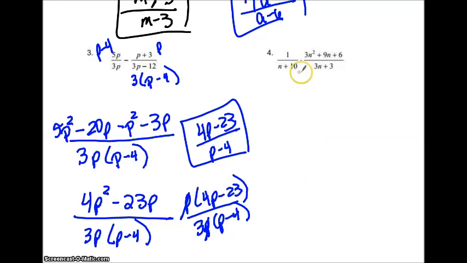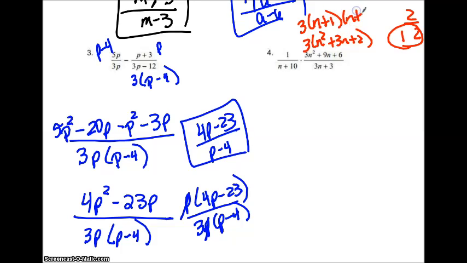Number 4, we are multiplying, so we're just going to see what we can cancel. 1 and n plus 10 are good. All of this will divide by a 3, and that's going to leave me n squared plus 3n plus 2. So I'm going to find the factors of 2. 1 and 2. The signs are the same, they're all positive, and they ought to equal 3. So the top here is actually 3 and n plus 1 and n plus 2.